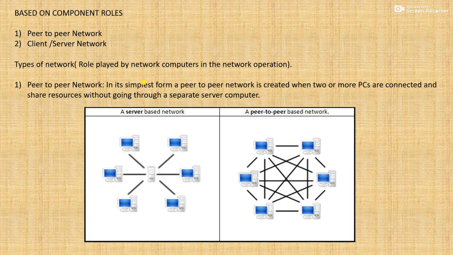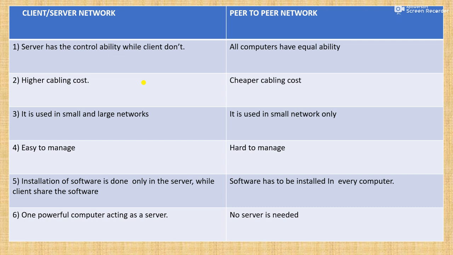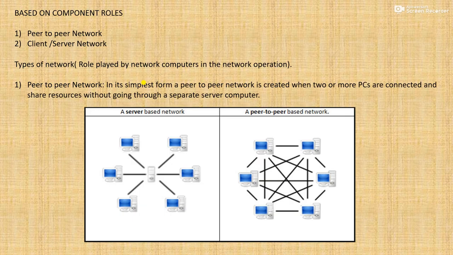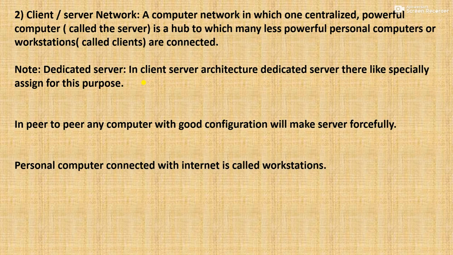Two types of networks. The last topic that we have left is based on component rules. So let's start with this again. That is a client server network. A computer network in which one centralized server is there, and all the computers are connected with this only. So this is your centralized network, that is a client server network.